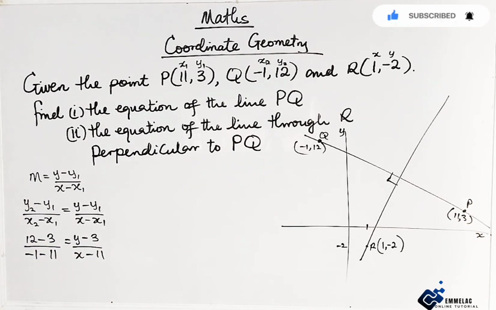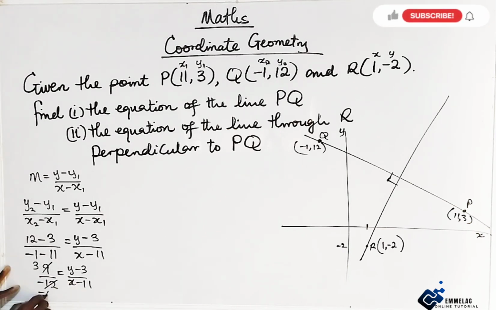So let us resolve this. 12 minus 3 will give us 9, all over minus 1 minus 11, which is minus 12. So here you have y minus 3 all over x minus 11. Dividing by 3, we get 3 over minus 4.